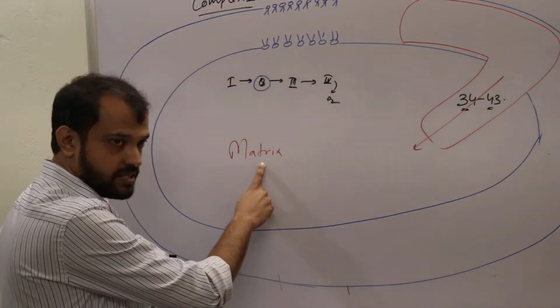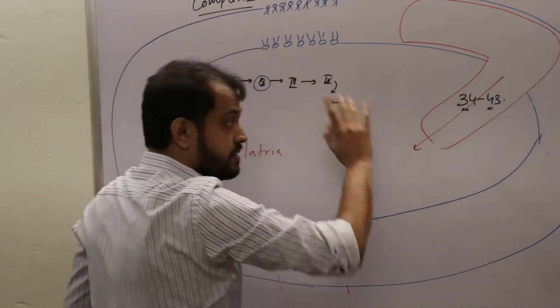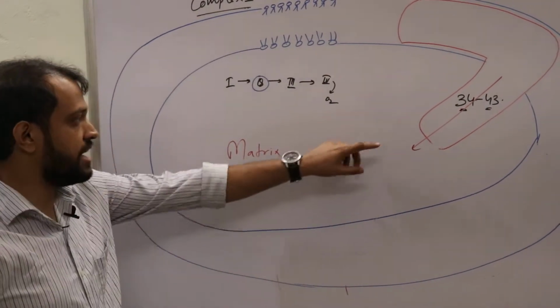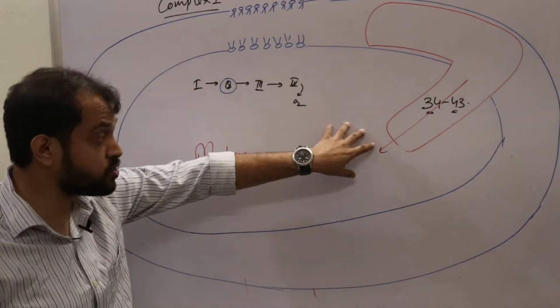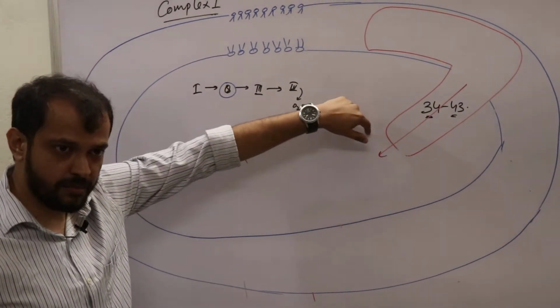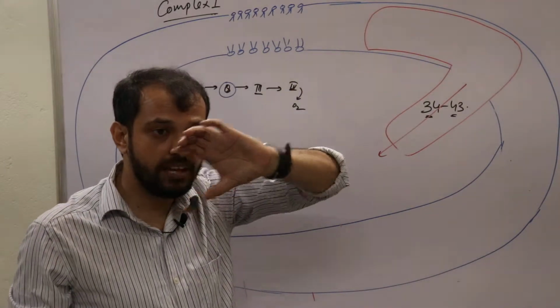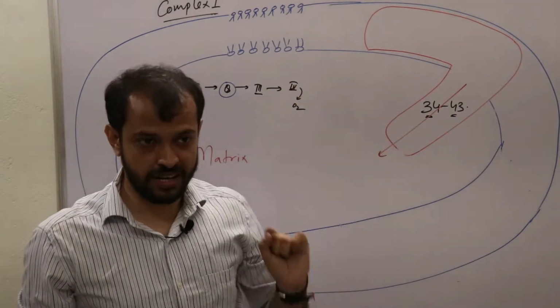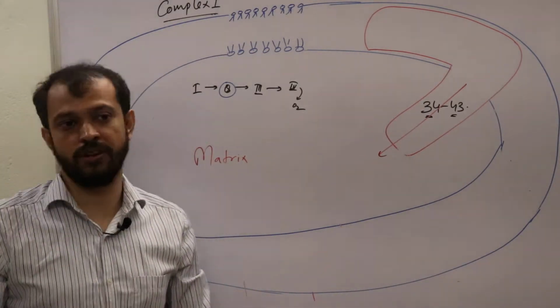This is the matrix, obviously, but this is the outer mitochondrial membrane. Okay, now listen. That means the L pattern: the vertical portion of complex 1 should be directed towards the matrix, and the vertical portion should be present in the inner mitochondrial membrane lipid bilayer. Okay, now why this type of orientation of this protein?